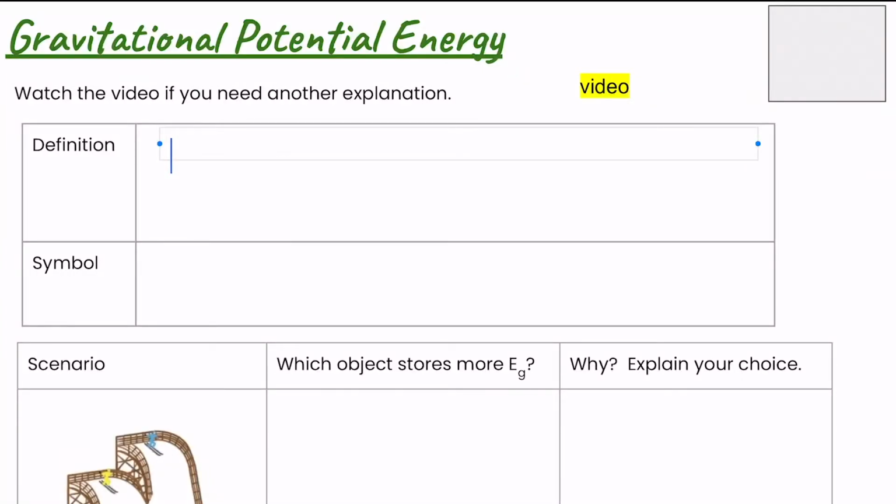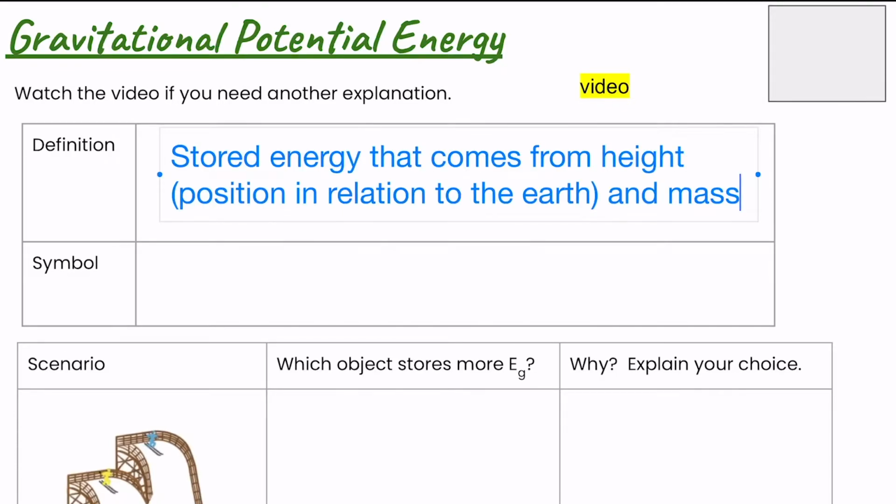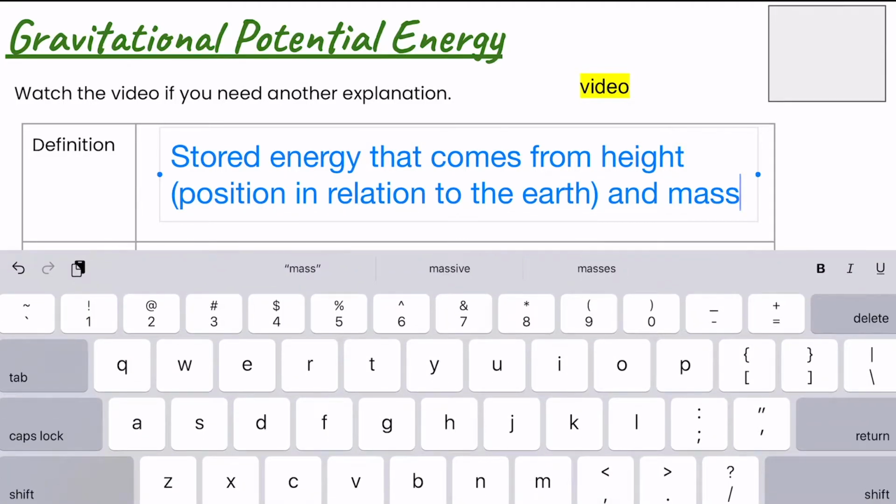The first energy we'll talk about is gravitational potential energy. And last time I talked about energy that can be stored because of position and energy that can be stored because of motion. So this one is going to be an energy stored because of position. So it's a stored energy that comes from height, position in relation to the Earth, and its mass.